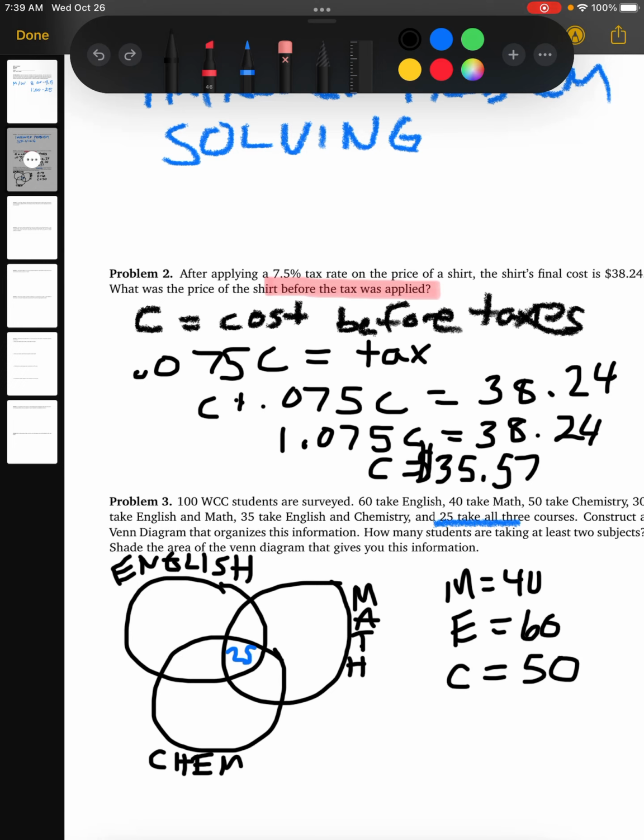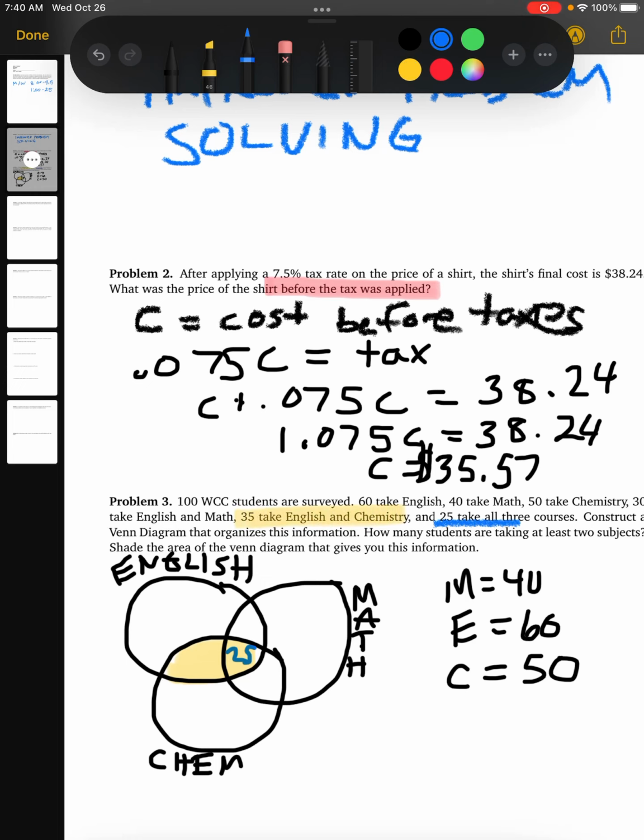So now I know 25 take all three. The next fact I'm going to look at is that 35 take English and chemistry. So I have 35 students that take English and chemistry. This is the part of my graph that tells me people who take English and chemistry. 25 people are already there. They take English and chemistry and math. And I know that there's a total of 35 people that take English and chemistry.